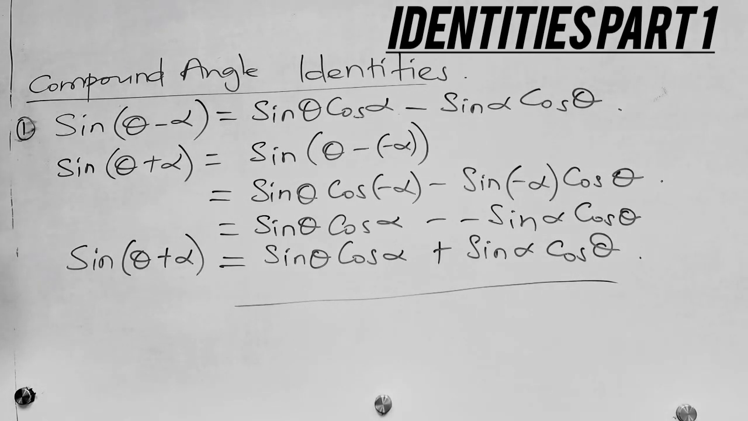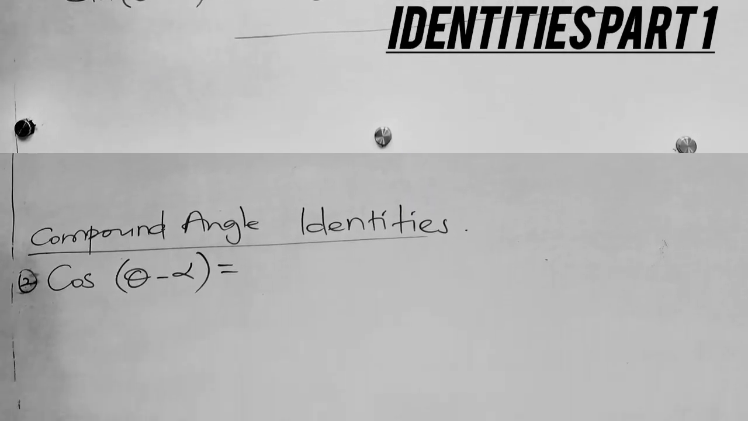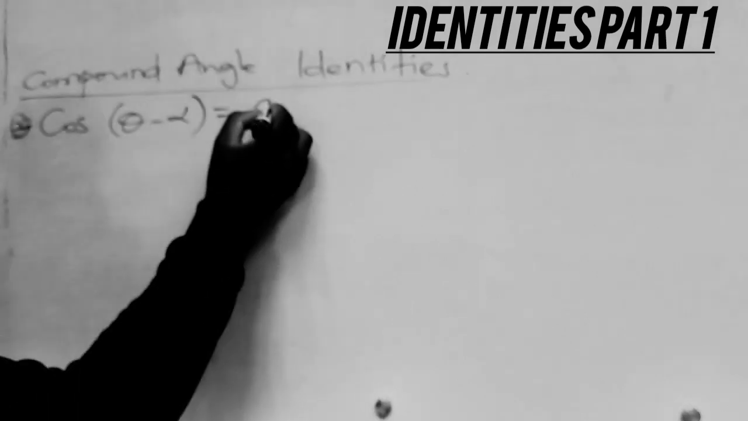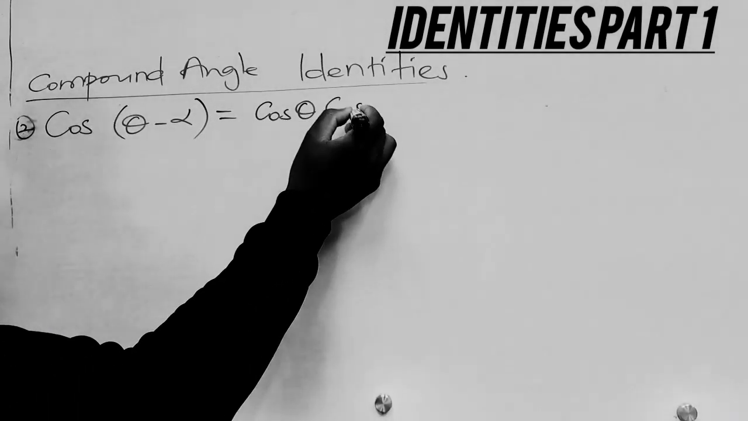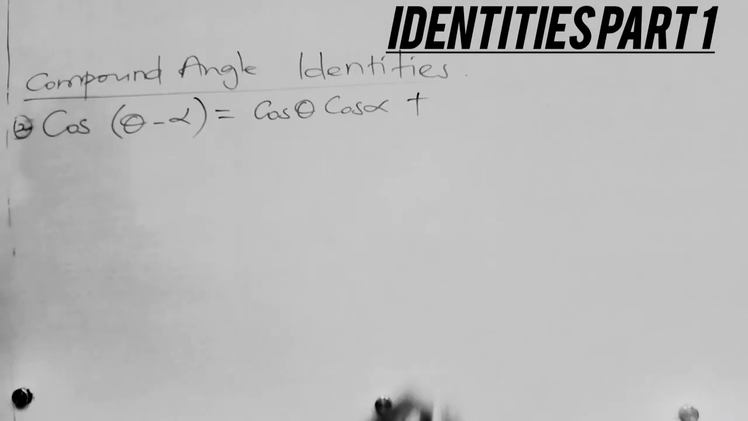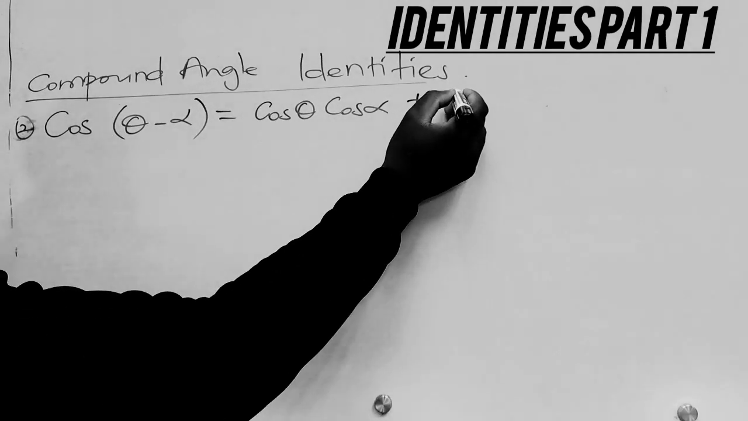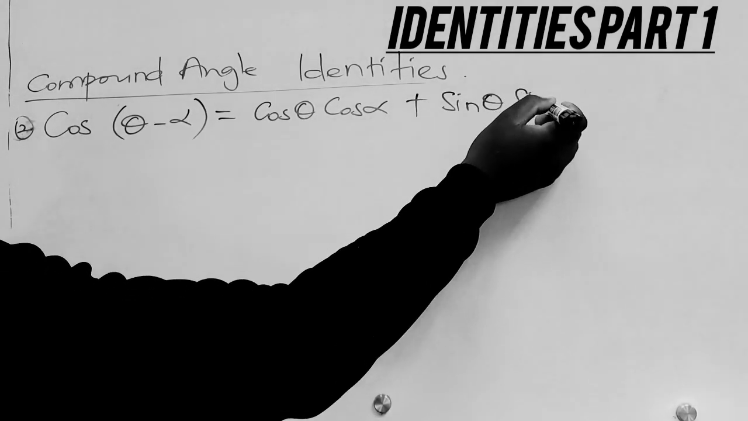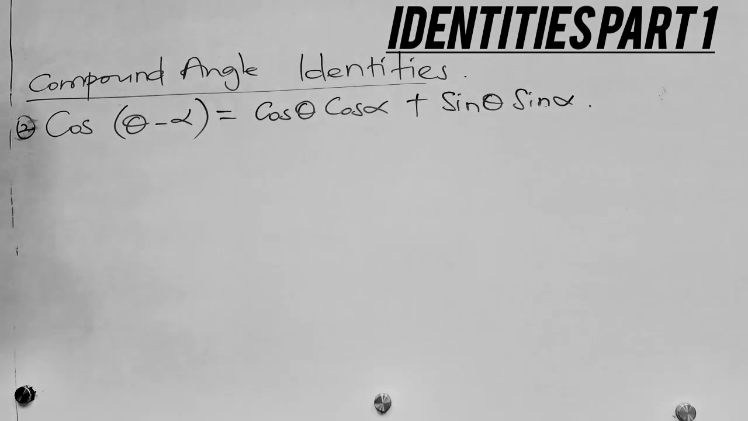Let's see the identity for cos. Now it's cos theta minus alpha. The identity for cos theta minus alpha is cos theta cos alpha. If the sign is negative, it should be positive on this side, which is plus sine theta sine alpha. So this is our identity.